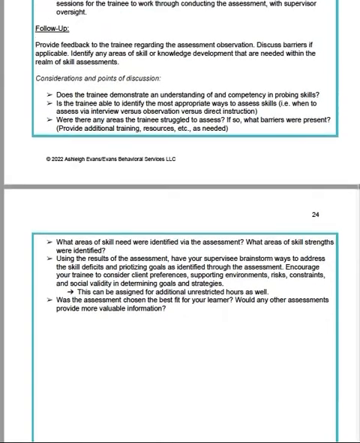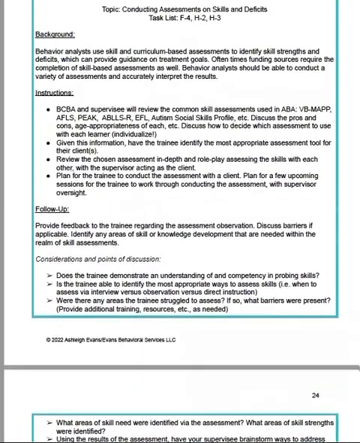So that's the general setup of each task: it's going to go through background information, instructions for topics of discussion, and unrestricted task hours, and then follow-up and considerations and points of discussion.